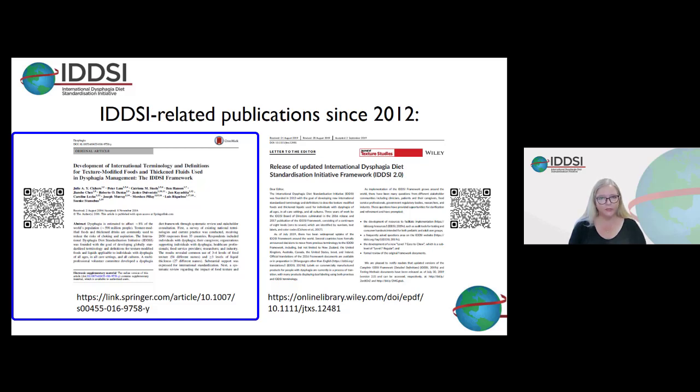And at that point in time, we had 5 levels of liquid consistency, from thin through slightly thick, mildly thick, moderately thick, and extremely thick. And then we also had 5 levels of food texture, starting at level 3, which overlapped, of course, with the liquid side of the framework.